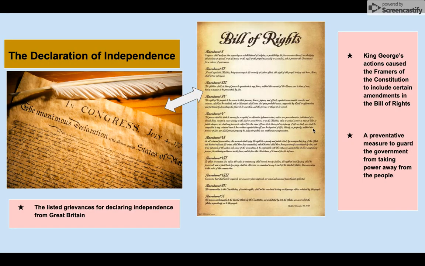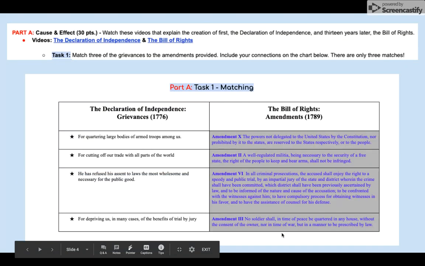So initially, we have this list of grievances against King George, and those are reasons as to why we no longer want to be a part of Great Britain. And we can see how those reasons and that justification then comes into what we construct as the Bill of Rights and the amendments that we want to see as governing principles in our country later on. So the Bill of Rights is seen as a preventative measure to guard the government from taking power away from the people, like King George was represented as doing earlier on.